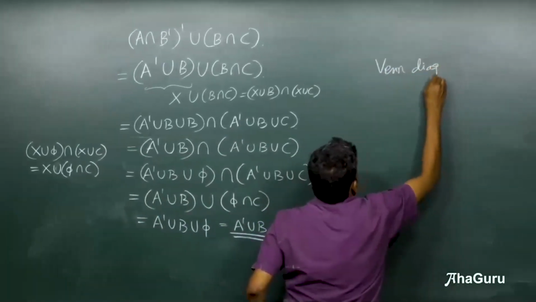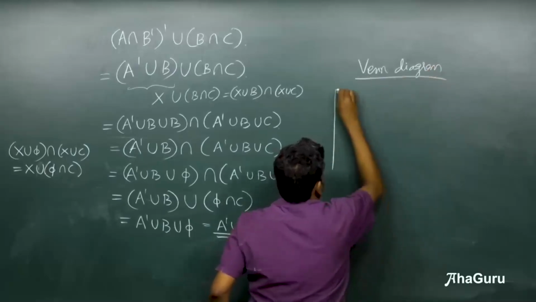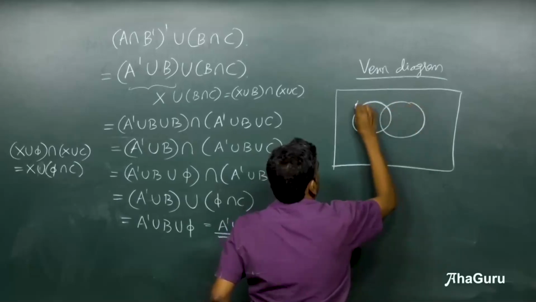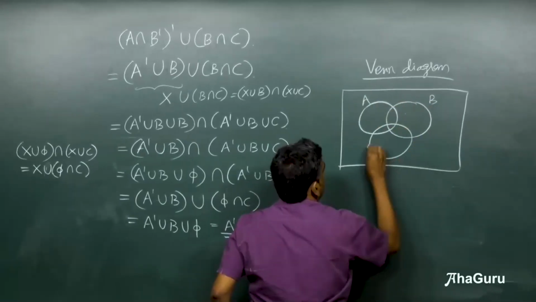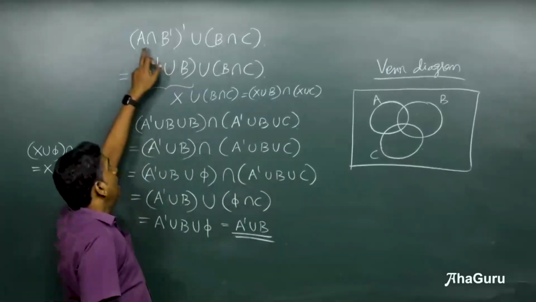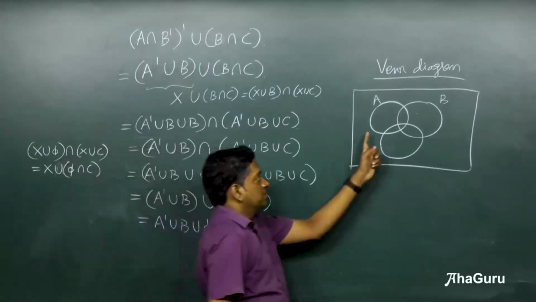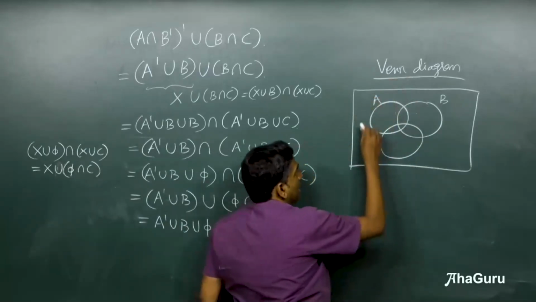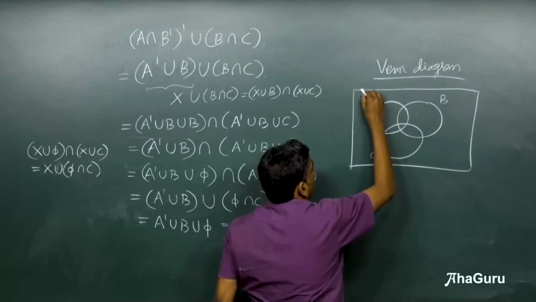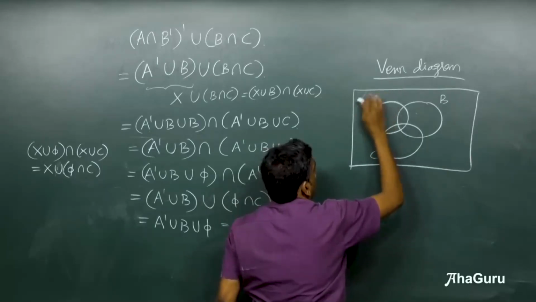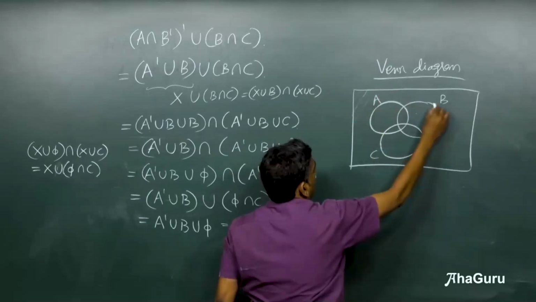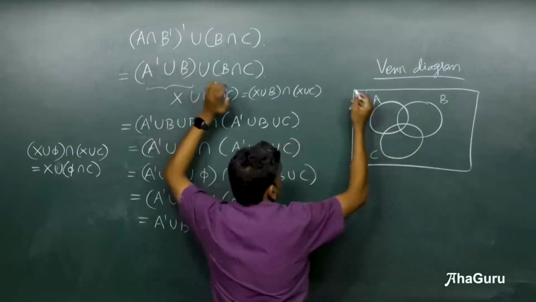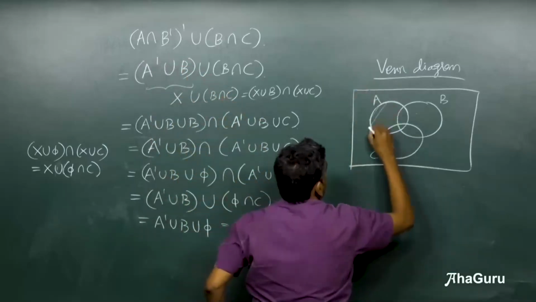We have A, B and C. Okay, let's see what happens. A intersection B complement, this is A. What is B complement? All the elements. So let's try and shade the elements that we want. B complement is all the elements not in B. A intersection that, sorry, we can just shade this.